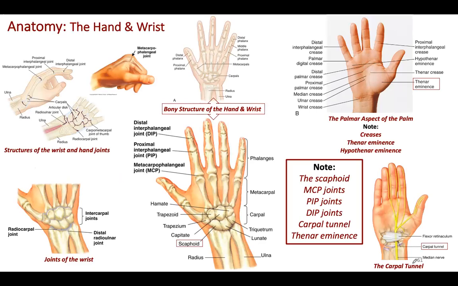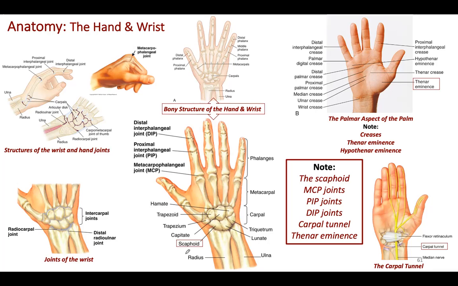Last joints in this PowerPoint set, the wrist and hands. Let's talk about some anatomy. What are the bones involved? We talked about the two bones of the forearm, the radius and ulna. Now, the carpal bones are the bones of the wrist. There are 8 carpal bones.